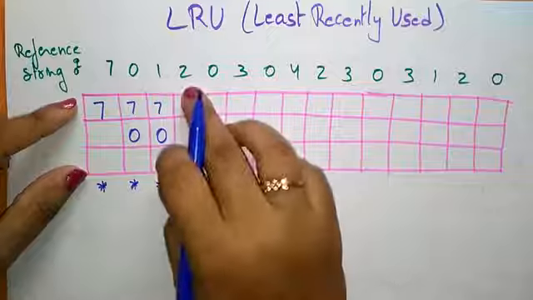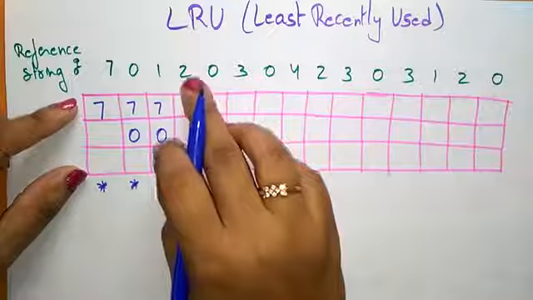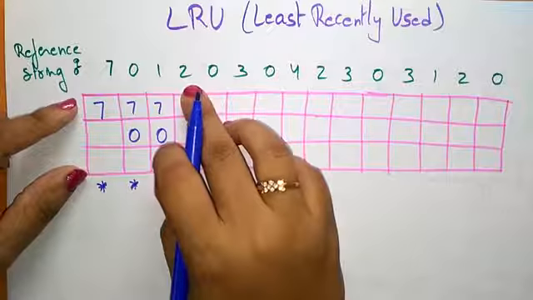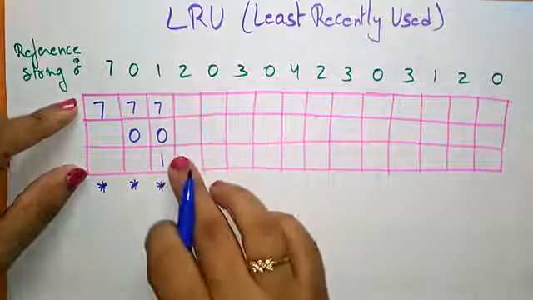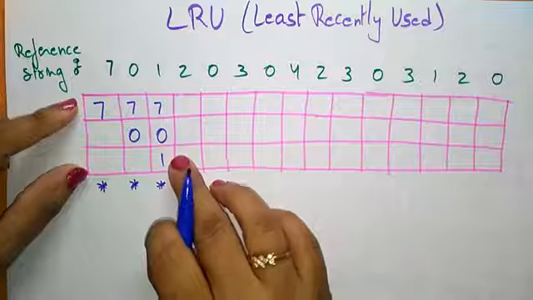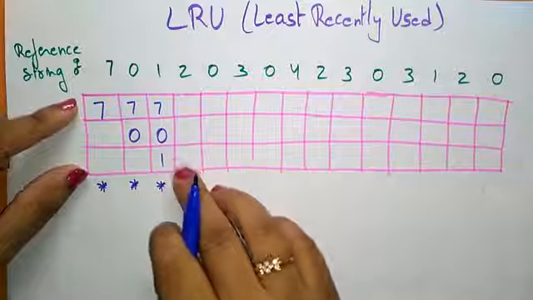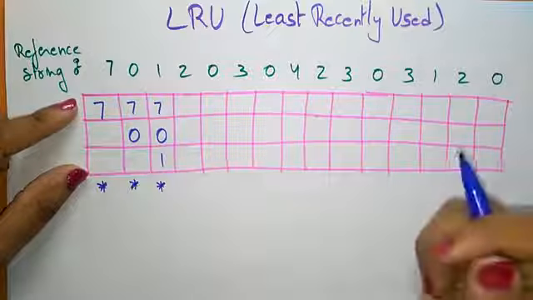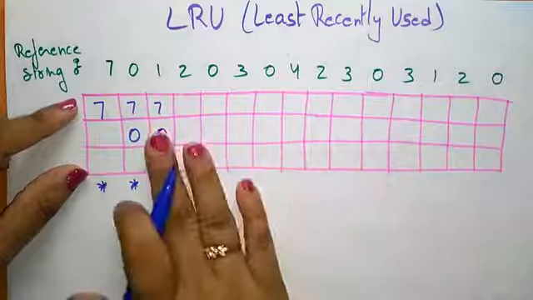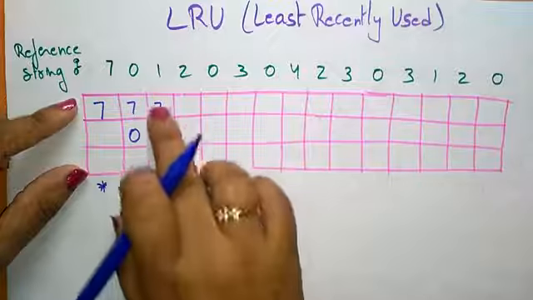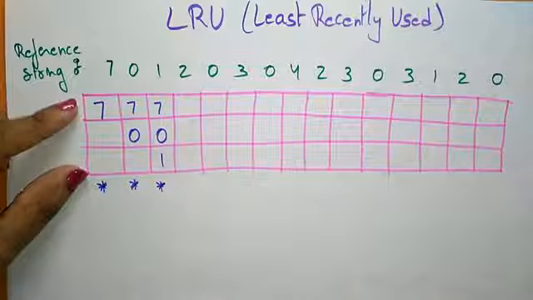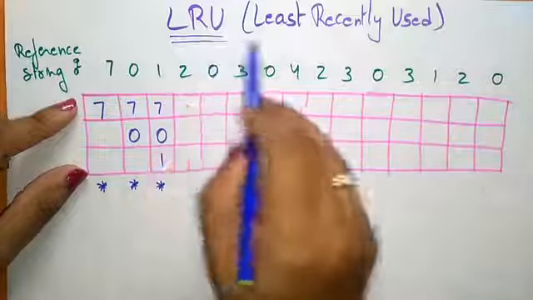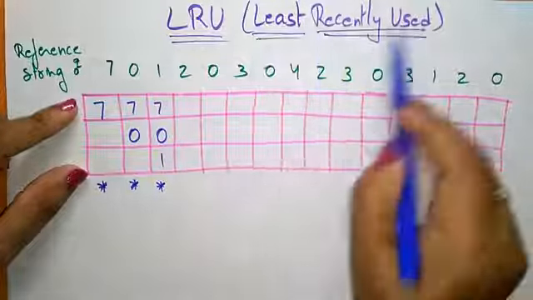Now I have to place 2. The user is demanding page 2, but 2 is not present in the RAM, so it has to be brought from the disk and placed in the main memory. But the main memory frames are already full, so we have to replace a page. That is the page replacement technique, and I have to use the least recently used page replacement technique.